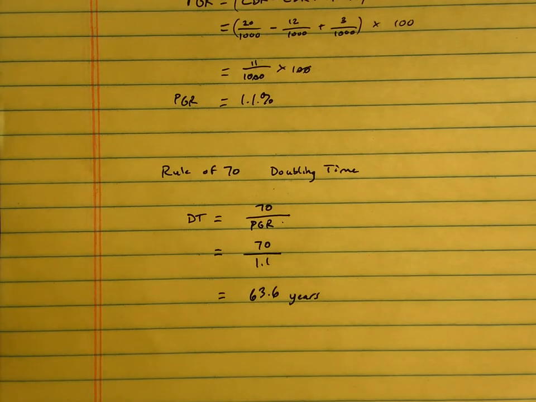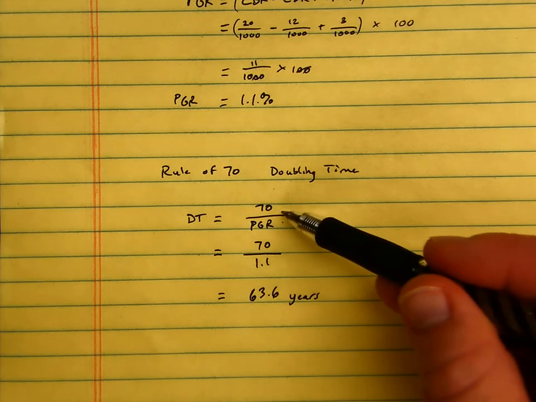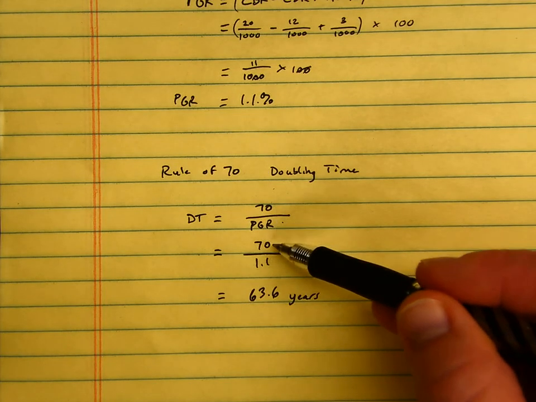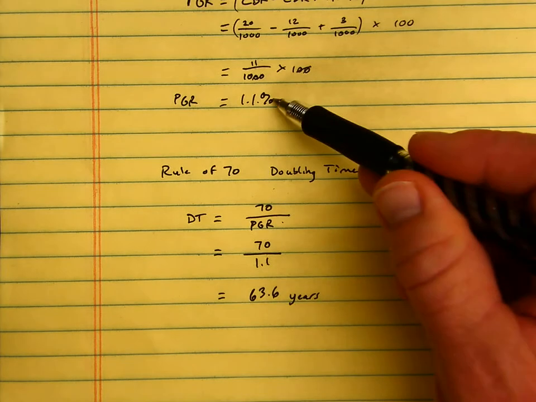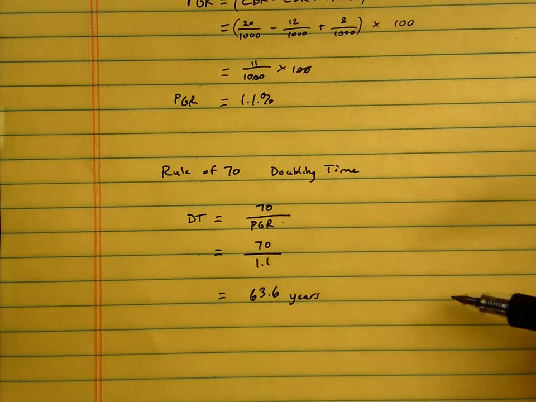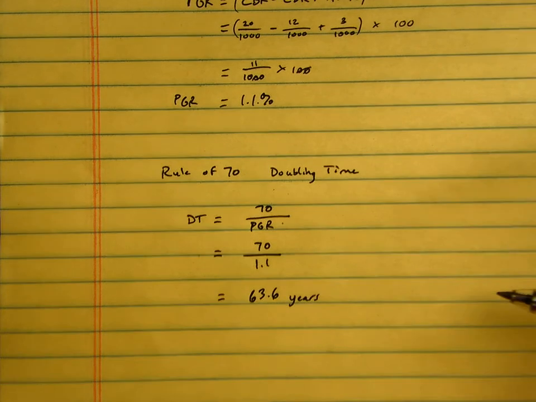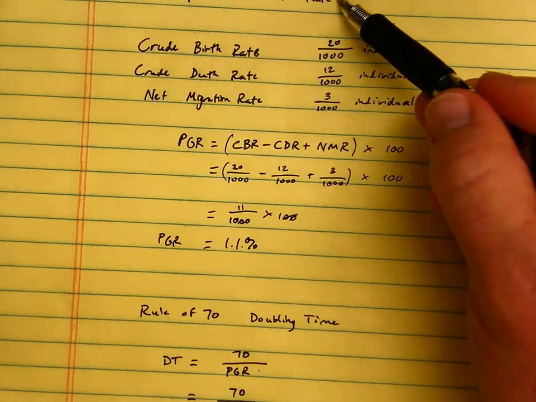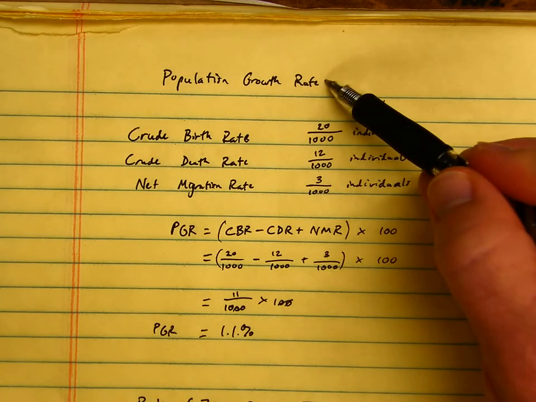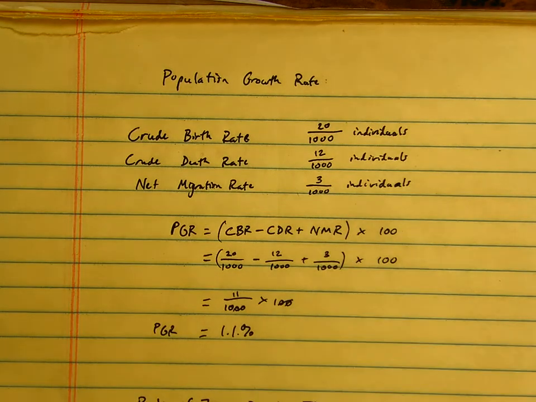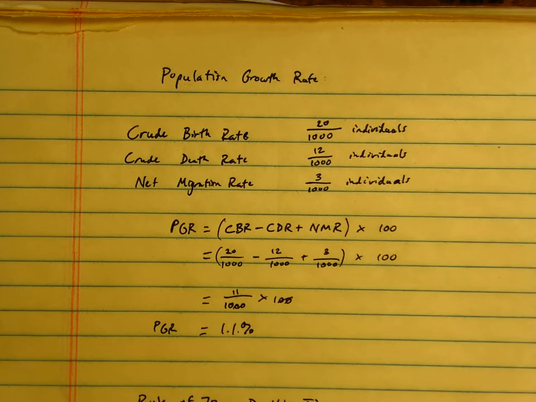Hopefully you guys kind of followed me along as I was talking about it. So rule of 70: 70 divided by the population growth rate. In this case, we have 1.1, so 70 divided by 1.1 gives me 63.6 years. Now, the doubling time hinges on that growth rate. So based on what the individuals are here and your calculation, that's going to change the doubling time. Hint, hint, you might need to know this.